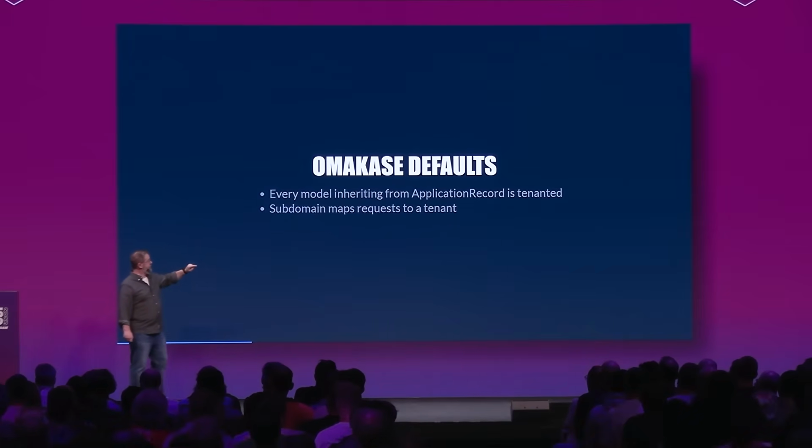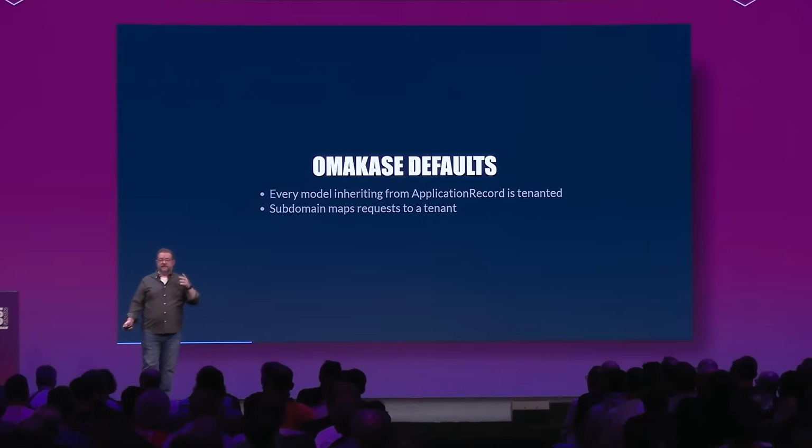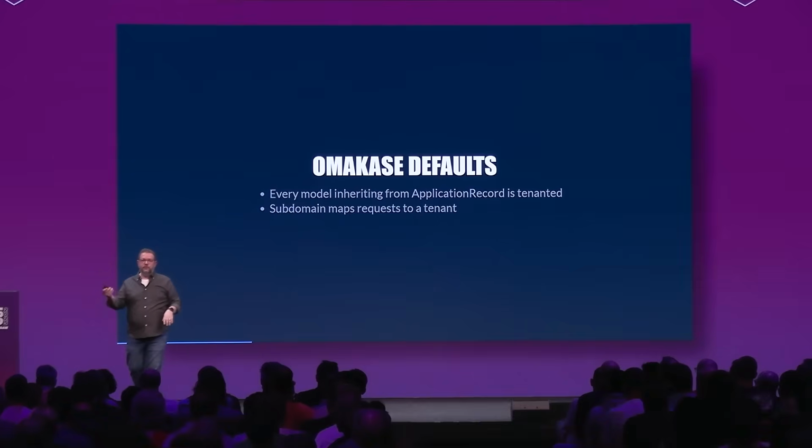And then also to say that we're going to use the subdomain of the request to figure out which tenant it is. So if the request comes into foo.example.com, foo is going to be the name of the tenant that gets used. And so the gem will inflate all of the context for you. So if you assume these two defaults, then it's dead simple to get up and running with a multi-tenant app. How simple, you ask?